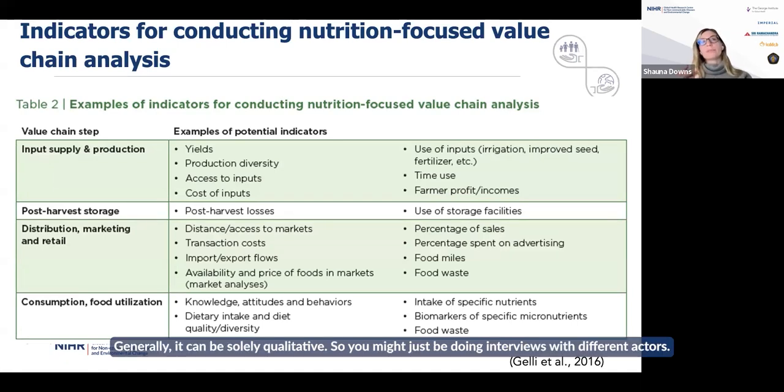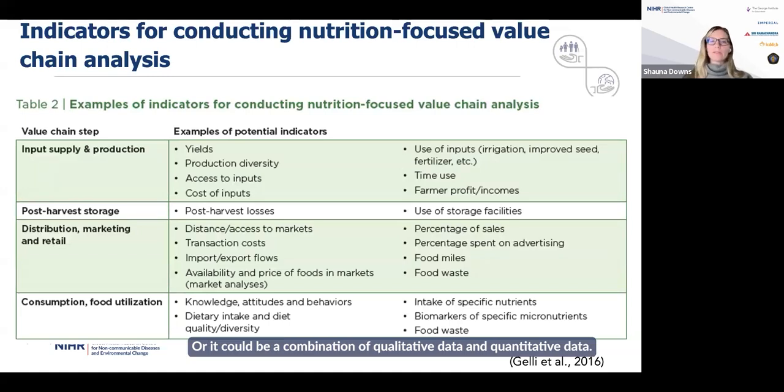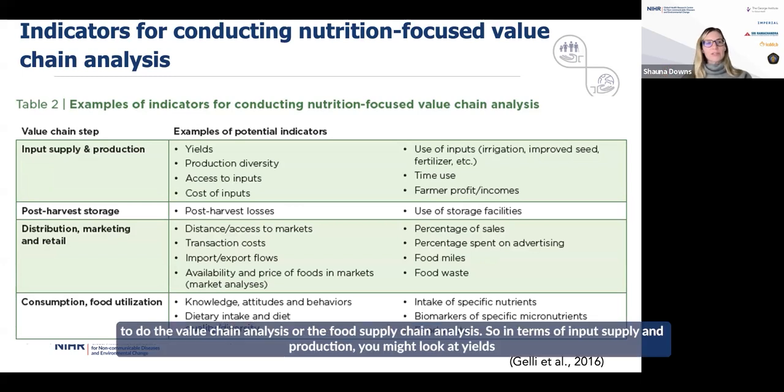Generally, it can be solely qualitative, so you might just be doing interviews with different actors along the supply chain, or it could be a combination of qualitative data and quantitative data. I think that's generally the best approach if it's feasible for the work that you're doing. But these are just some examples of the indicators you might use along these steps of the supply chain to do the value chain analysis, or the food supply chain analysis.